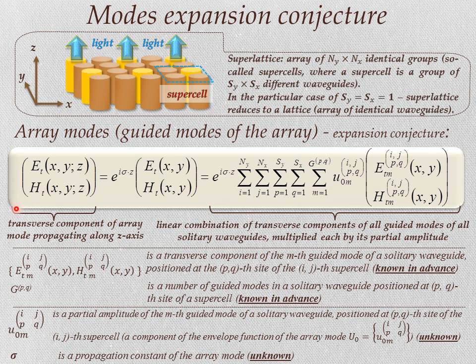The transverse component of the array mode propagating along the Z-axis is a linear combination of transverse components of all guided modes of all solitary waveguides, multiplied each by its partial amplitude, and all this linear combination multiplied by the running exponent e to the power i sigma z, where sigma is the propagation constant of the array mode.